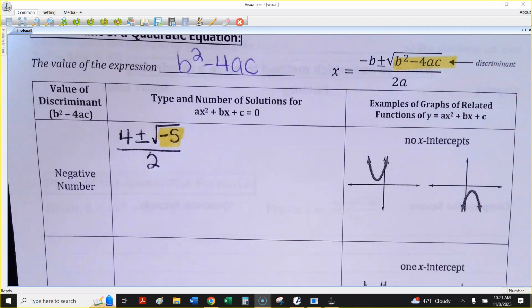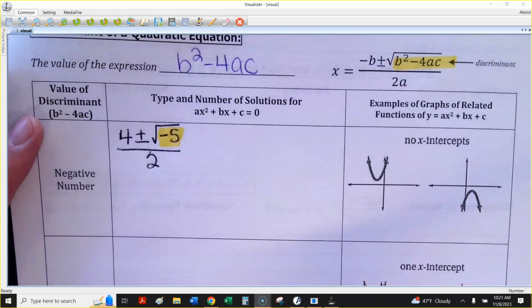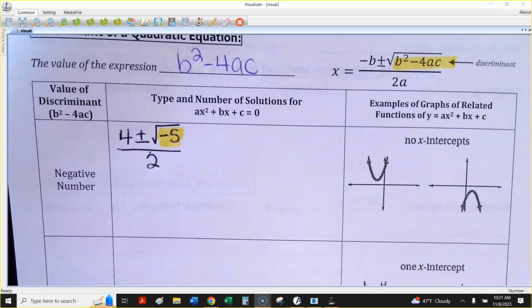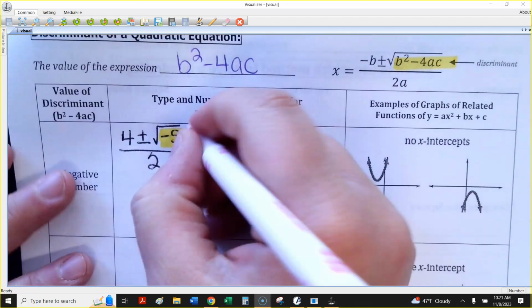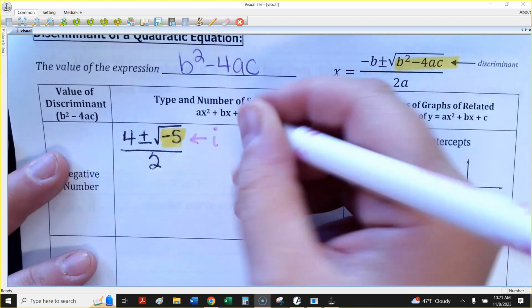What would that tell you about the answers? Like if I were to keep simplifying this, I got -5 under the square root. What would that tell me I would have in my answer? Imaginary, exactly. Okay, so if you've got that negative under the square root, which means the discriminant was negative, this is going to tell you you're going to have i in your answer.